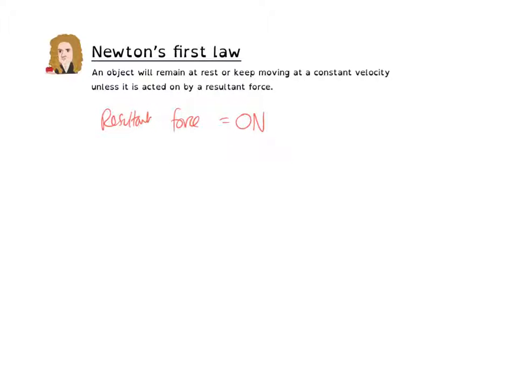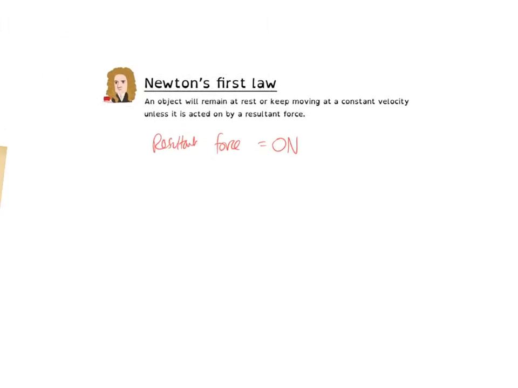How does this relate to momentum? Well, if something is moving, it's going to have momentum, and assuming its mass stays the same, then its momentum is going to stay the same. It's really saying that the momentum of an object remains the same unless there's a resultant force acting on it. So there's a small link there with momentum. Let's have a look at Newton's second law, which has a lot more to do with momentum.